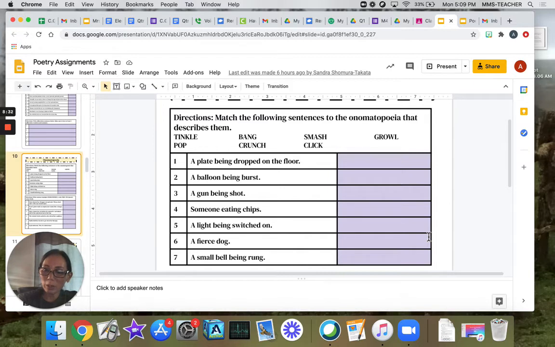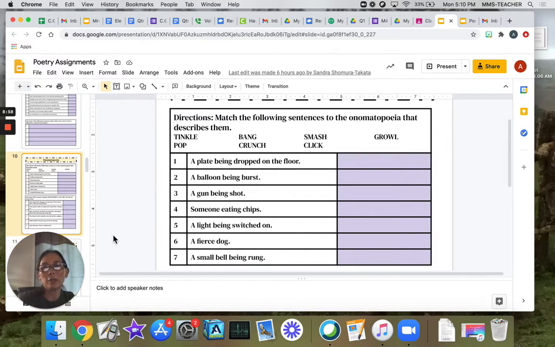Number 2, a balloon being burst. Choose a word in the box above. Number 3, a gun being shot. Number 4, someone eating chips. Number 5, a light being switched on. Number 6, a fierce dog. And number 7, a small bell being rung.